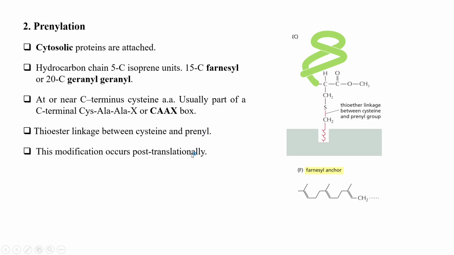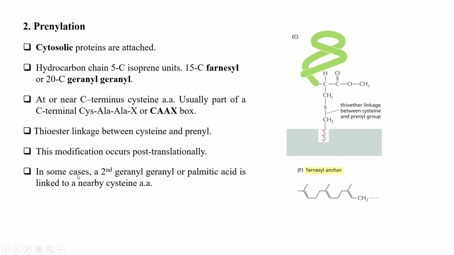This modification occurs post-translationally, as I have mentioned in the case of acylation. That modification is simultaneous with the production of the protein, but in this case it occurs post-translationally, after the complete generation of the protein. In some cases, a second geranyl or palmitic acid is attached to a nearby cysteine amino acid. So a second fatty acid or isoprene unit is attached to these proteins to make the attachment strong.